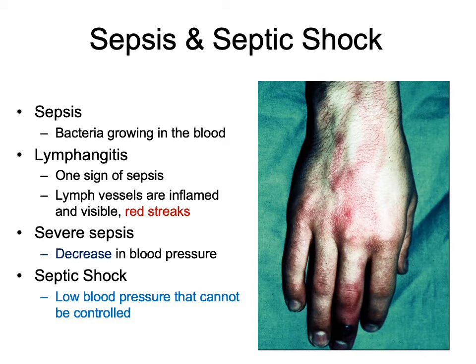Severe sepsis is a decrease in blood pressure that occurs as the bacteria grows in the blood. Septic shock is low blood pressure that cannot be controlled, and this can lead to multi-organ failure.